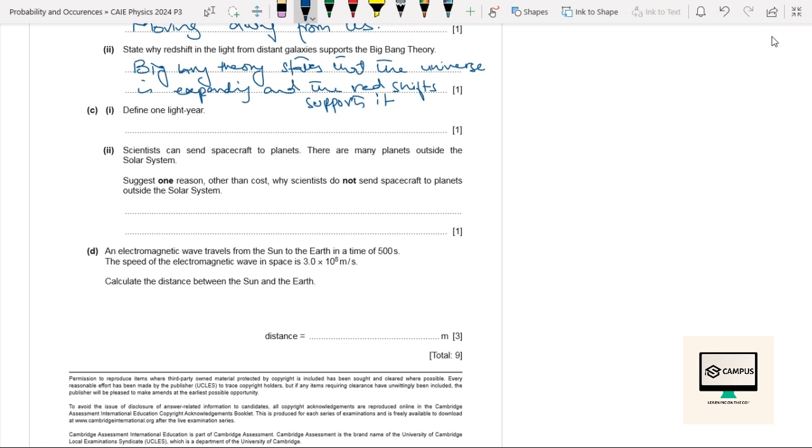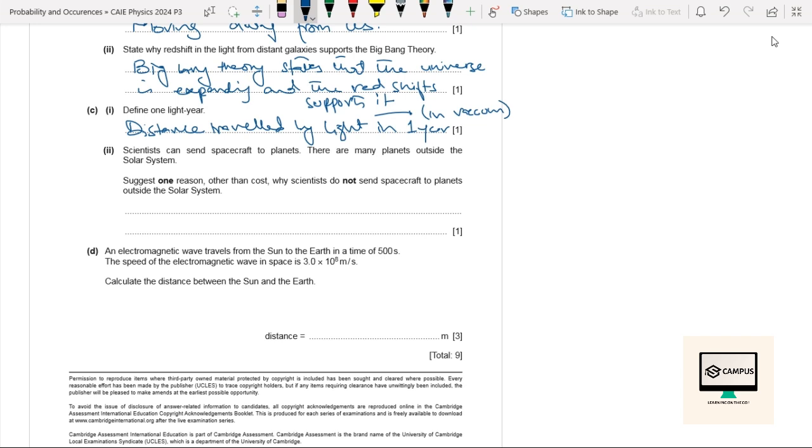So moving on to part C, it says define one light year. So one light year is the distance traveled by light in vacuum, that means 3 times 10 to the power 8 meters per second, in 1 year. So it is the distance traveled by light in 1 year. Remember that I said in vacuum. We know that the speed of light varies depending on the medium that the light is traveling in. So it's the speed at which the light travels in vacuum, which is 3 times 10 to the power 8 meters per second, approximately.